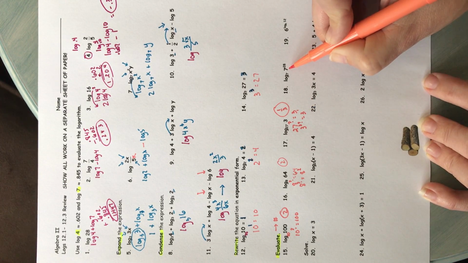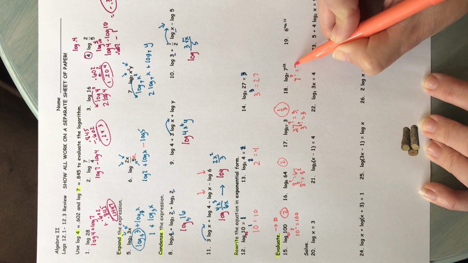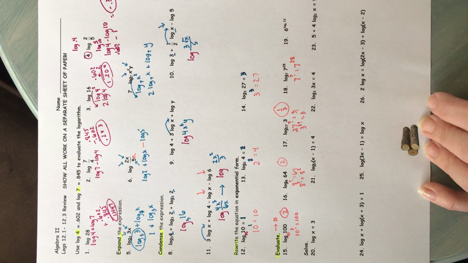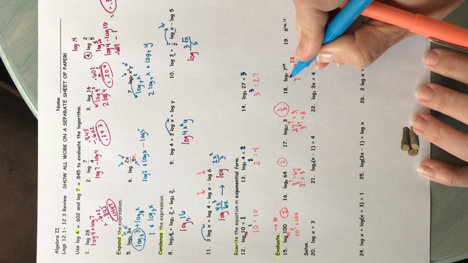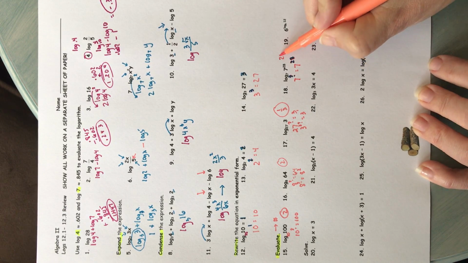This is interesting here. This says 7 to what power equals the argument 7 to the 28. Can you see by looking at it that the thing I'm looking for is the 28? So that answer is just 28.